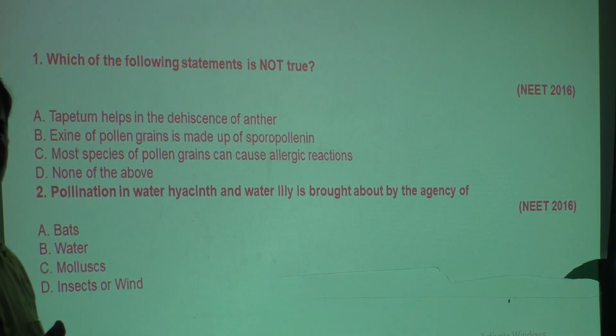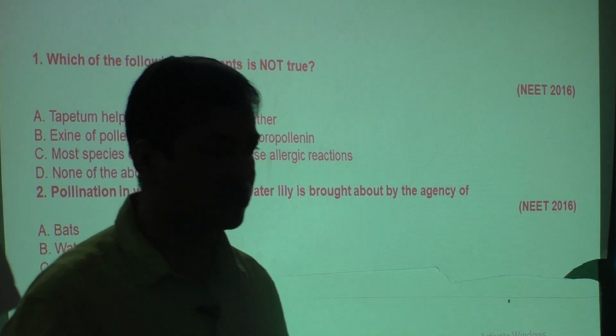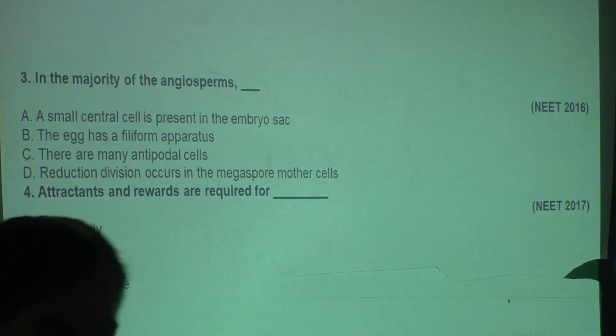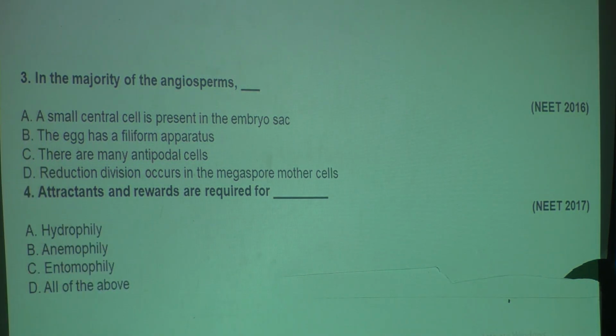But you already know this theory chapter, you have written a test on this chapter, so it is a direct textbook question. It is not so difficult for you. Next, in the majority of the angiosperms, options. Angiosperm means flowering plants. A small central cell is present in the embryo sac. Egg has filiform apparatus. There are many antipodal cells. Reduction division occurs in megaspore mother cells.